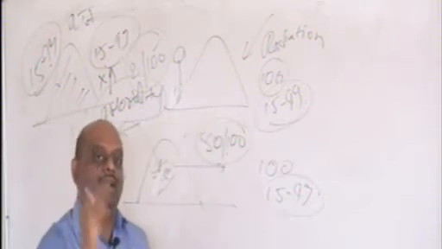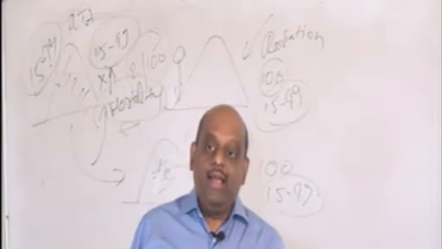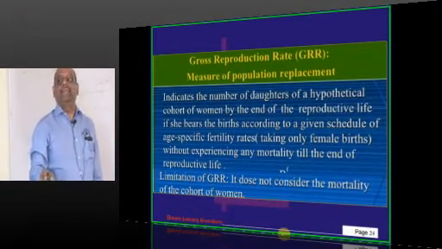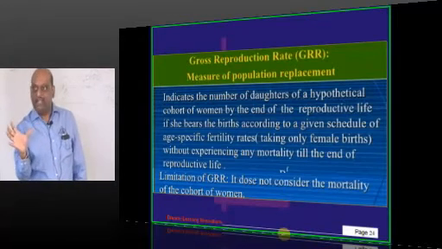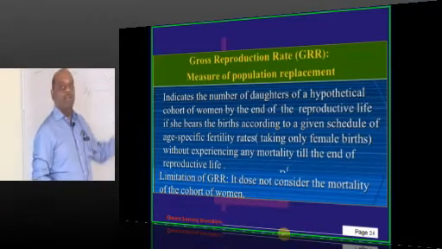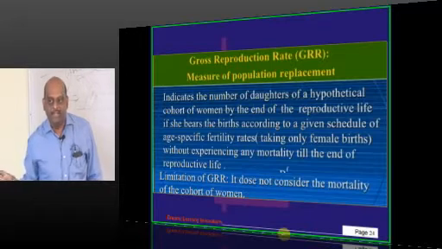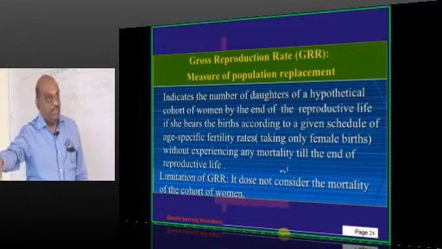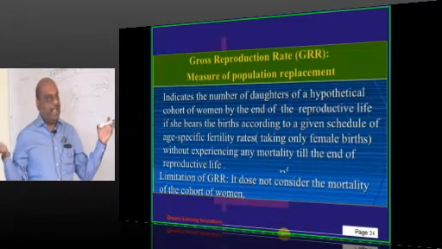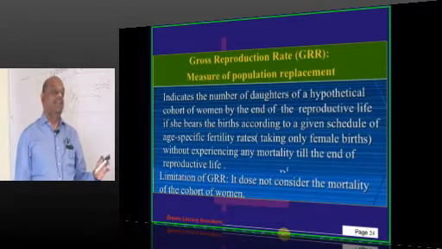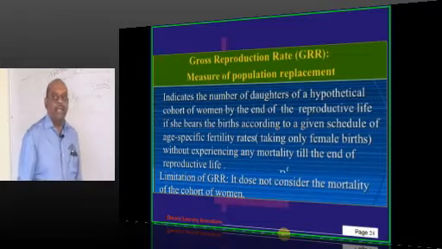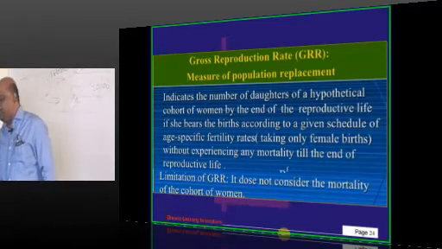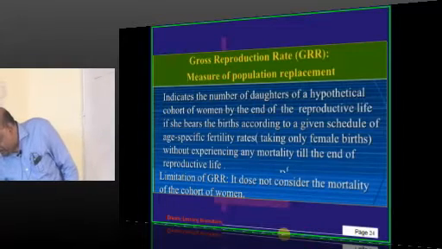So the difference between NRR and GRR is, NRR takes into consideration the mortality pattern of the reproductive aged women, whereas the gross reproduction rate does not take into consideration the mortality of that age group in the reproductive age group. But both of them basically take age specific fertility rate into consideration. But what are the NRR and GRR looking at? The number of daughters produced by the women in the reproductive age group is what you have to basically remember.